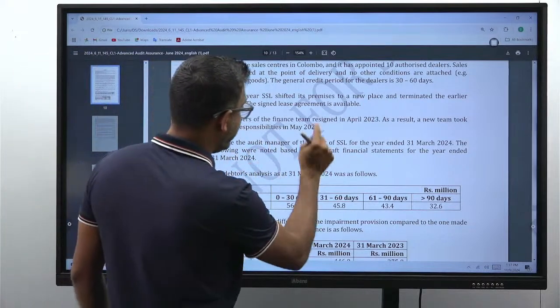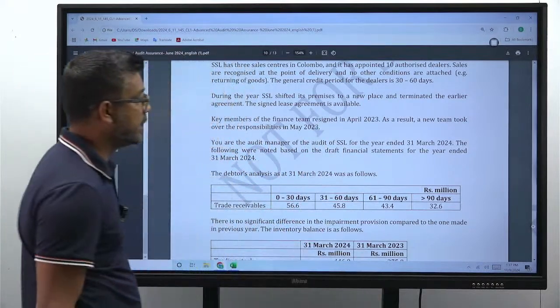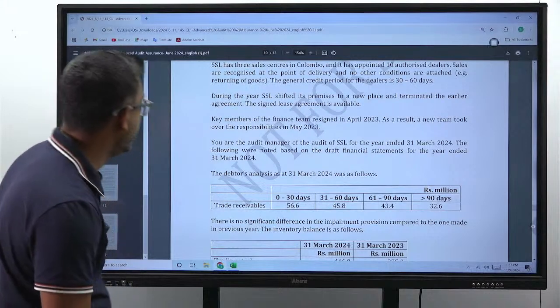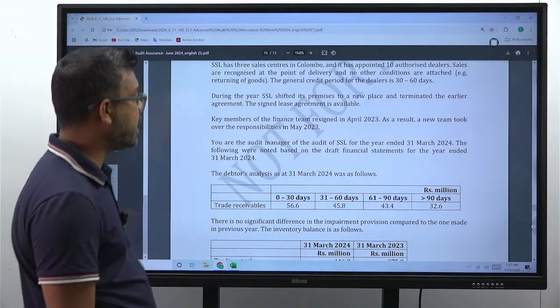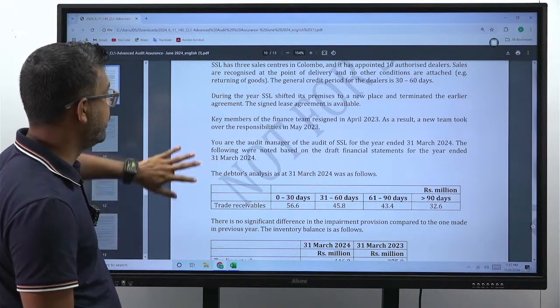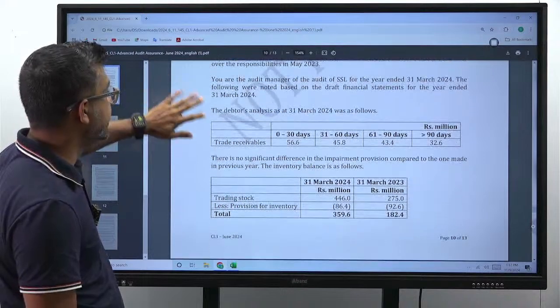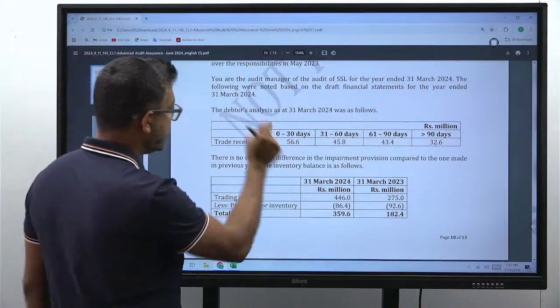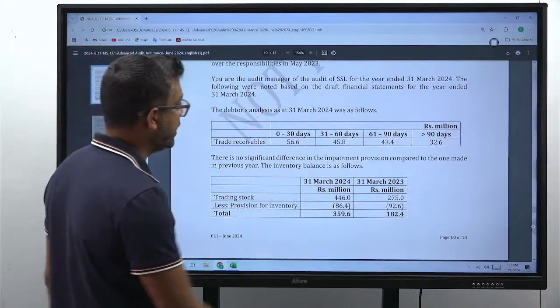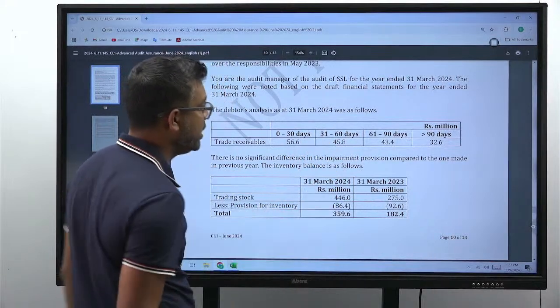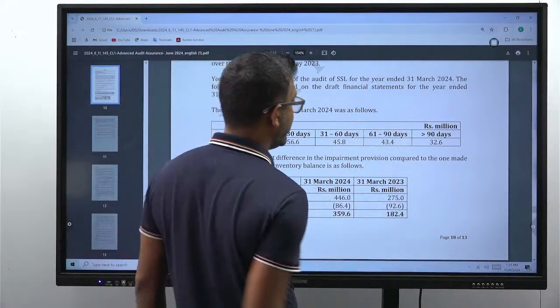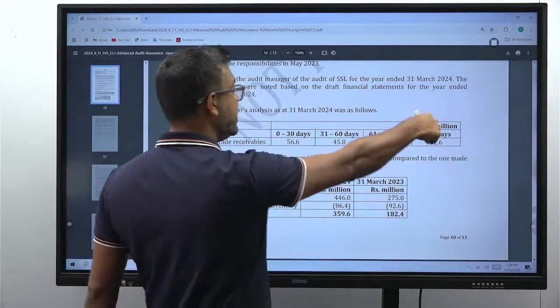You are the audit manager of audit of SSL for the year ended 31st March 2024. The following were noted based on the draft financial statements at 31st March 2024. The debtors analysis: 0 to 30 day bucket 56 million, 30 to 60 day 45 million, 61 to 90 and more than 90 32 million.